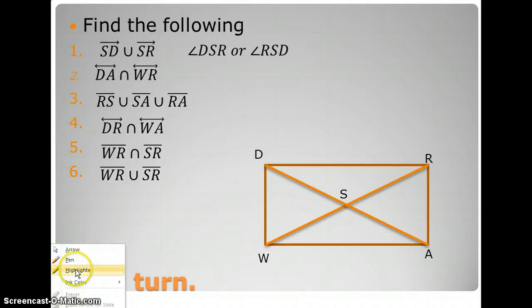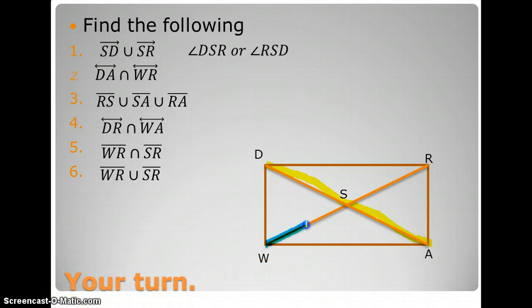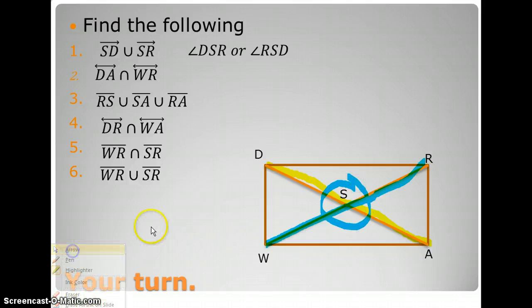For the second part, I'm looking for the intersection of line DA. It's tough to draw a straight line with the mouse here. And WR. That's not so good. We're looking for the point that they have in common, right there. Point S.